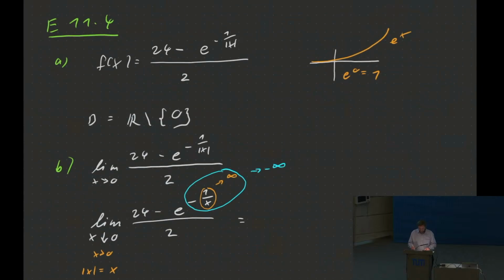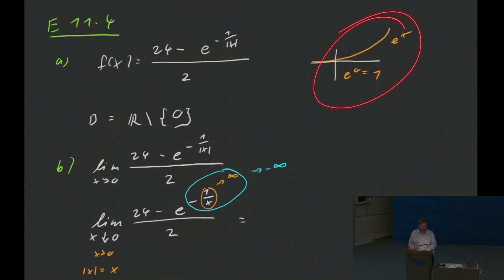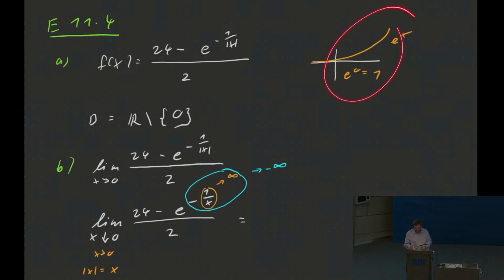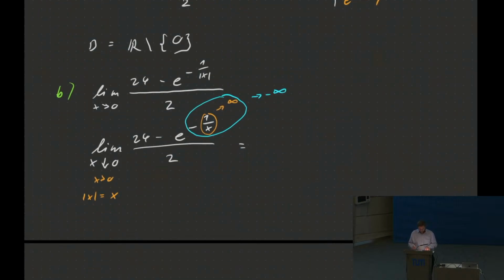I find it always helpful to have these little sketches in mind. So if I'm dealing with functions like the ln function, sine or cosine or things like that, I always make a little sketch just to remind me how that function looks like and how it behaves. Okay, so that means this whole thing here tends to 0. And that means the limit is simply 24 minus 0 over 2, and that's 12.